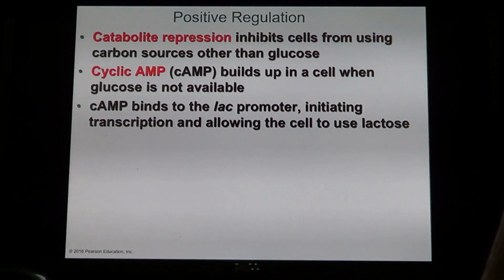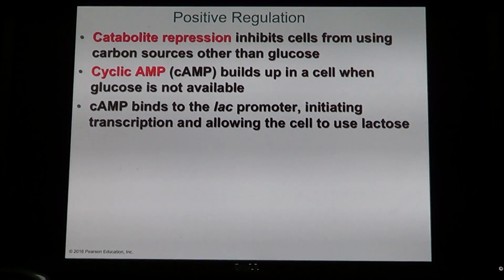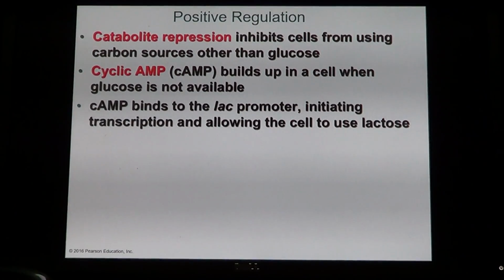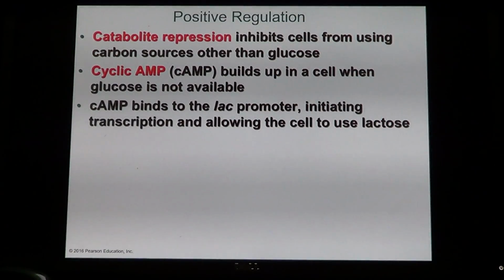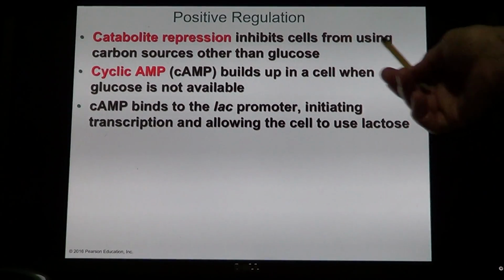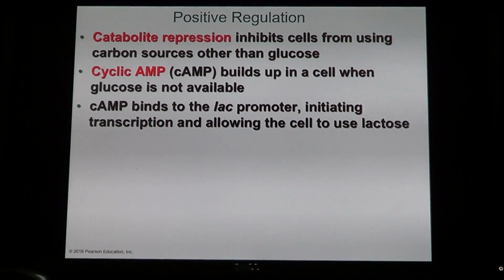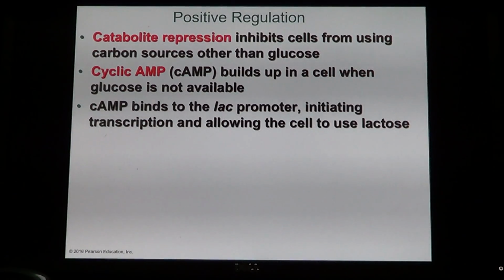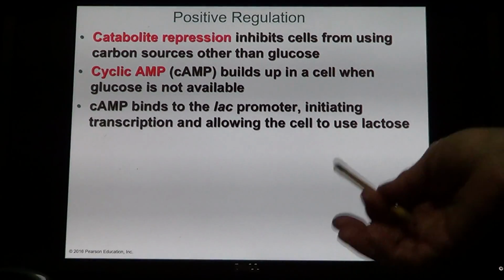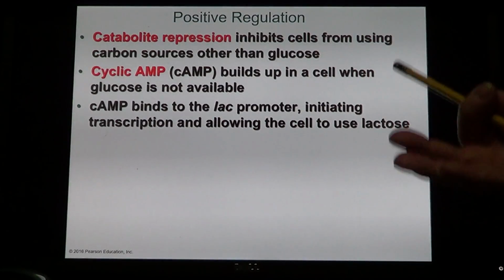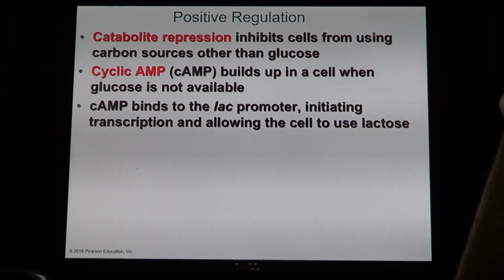The positive regulation is catabolite repression, which inhibits cells from using carbon sources other than glucose. Cyclic AMP builds up when the cell is deprived of glucose, when glucose is not available. And cyclic adenosine monophosphate usually binds to the lac operon promoter, unleashing this whole lactose operon induction, right?